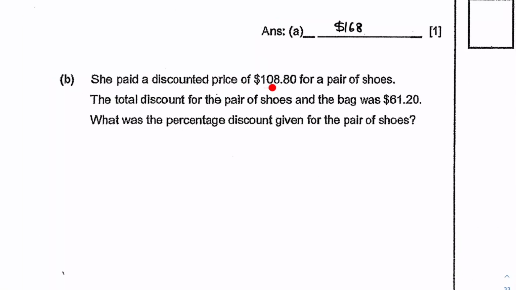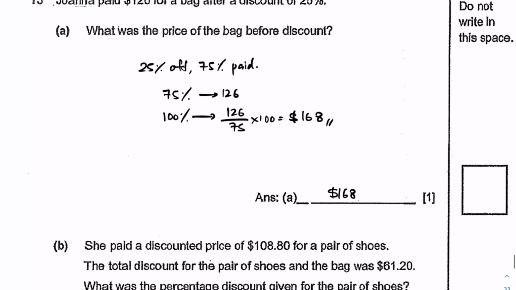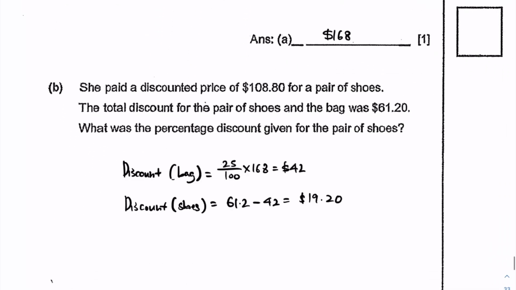Paid a discounted price of this for a pair of shoes. The total discount for the pair of shoes and the bag was $61.20. Hang on, we can actually find the discount for the bag, can't we? That's 25% of this number. Okay, so let's start off with that. The discount on the bag is 25% of 168, that's $42. Since the total discount is $61.20, subtract that and we get the dollar discount for the shoes.